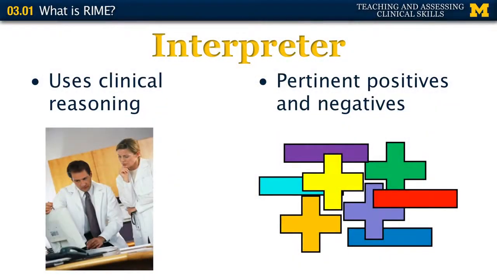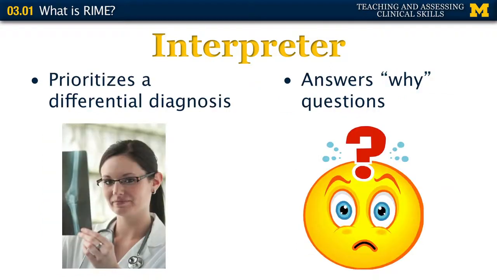So an interpreter can actually then begin to use some clinical reasoning when they look at patients. They can take the history and the physical exam, come up with what some of the pertinent positives and negatives are, create a differential diagnosis, and begin to prioritize that differential diagnosis by reasoning through the things that they have found out in the history, perhaps lab tests that they've ordered. They can answer some of those why questions.